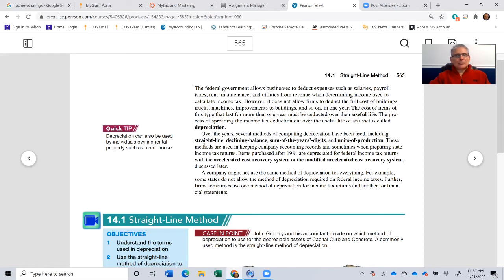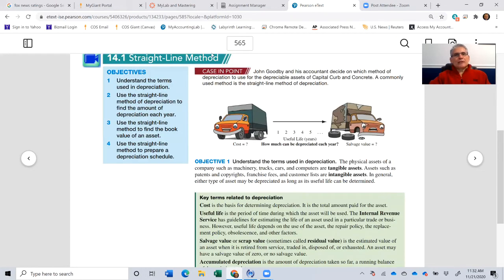But the four methods we're going to look at, well, I think we're going to look at just 3 of them, but there are 4 listed here. There's straight line, which is the first thing we're going to cover. Declining balance, which is the second one. We're going to cover sum of the years' digits. And there is units of production, but I don't think we're going to cover that. That's not part of the first 3 objectives. So, okay, straight line.